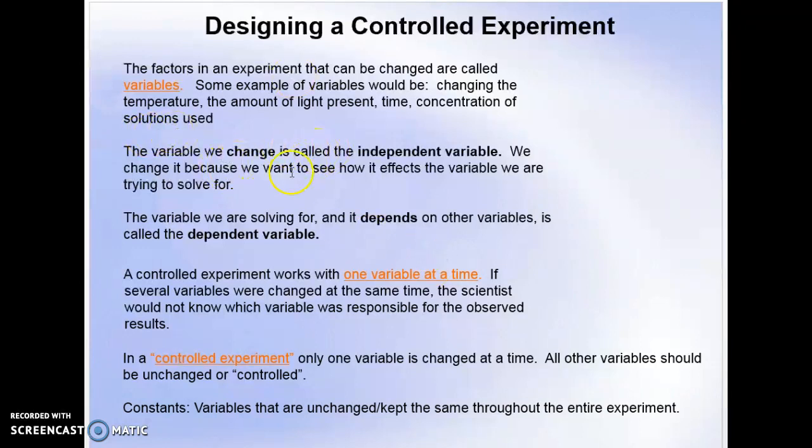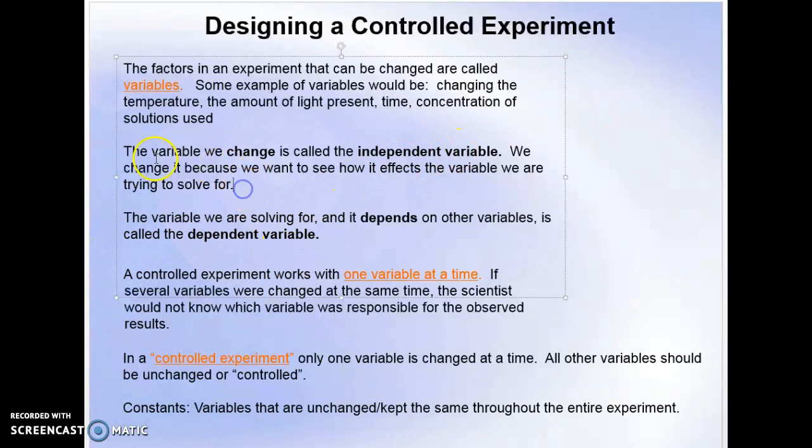And so the thing that we're testing, that we're changing on purpose, we call the independent variable. The independent variable is something that we change on purpose to see how it affects something else. We're like, hey, I want to see how this affects this, so I'm going to change this on purpose. And the variable that we're testing it on, the one that we are trying to solve for, depends on the other variable. That's called the dependent variable, the one that we're trying to figure out. So when I say how does this affect this, I'm trying to see how one factor affects another. This is what we're solving for.